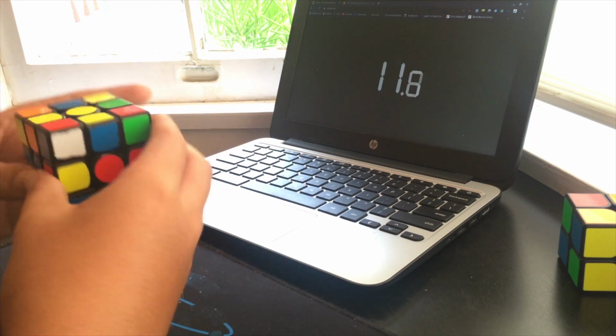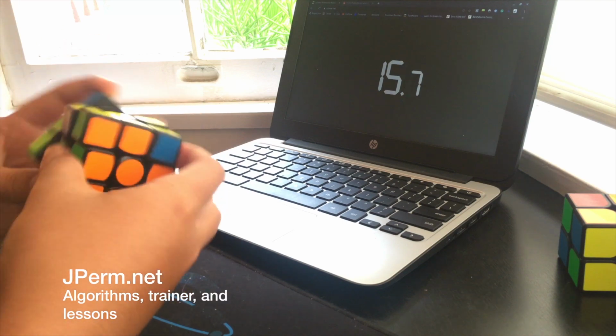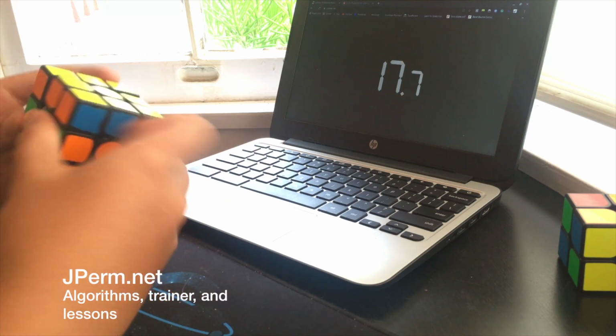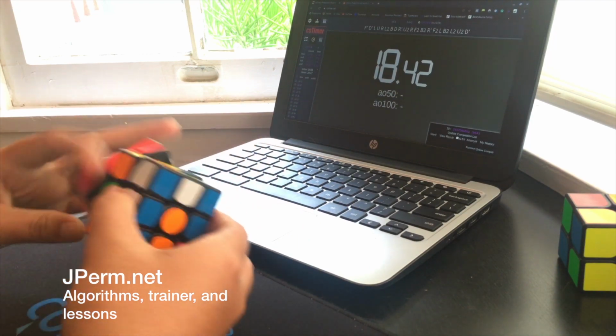Now, the first site is going to be jperm.net. jperm.net is made by jperm himself, and it provides many lessons, algorithms, and even an algorithm trainer that I think is what makes this site so good.